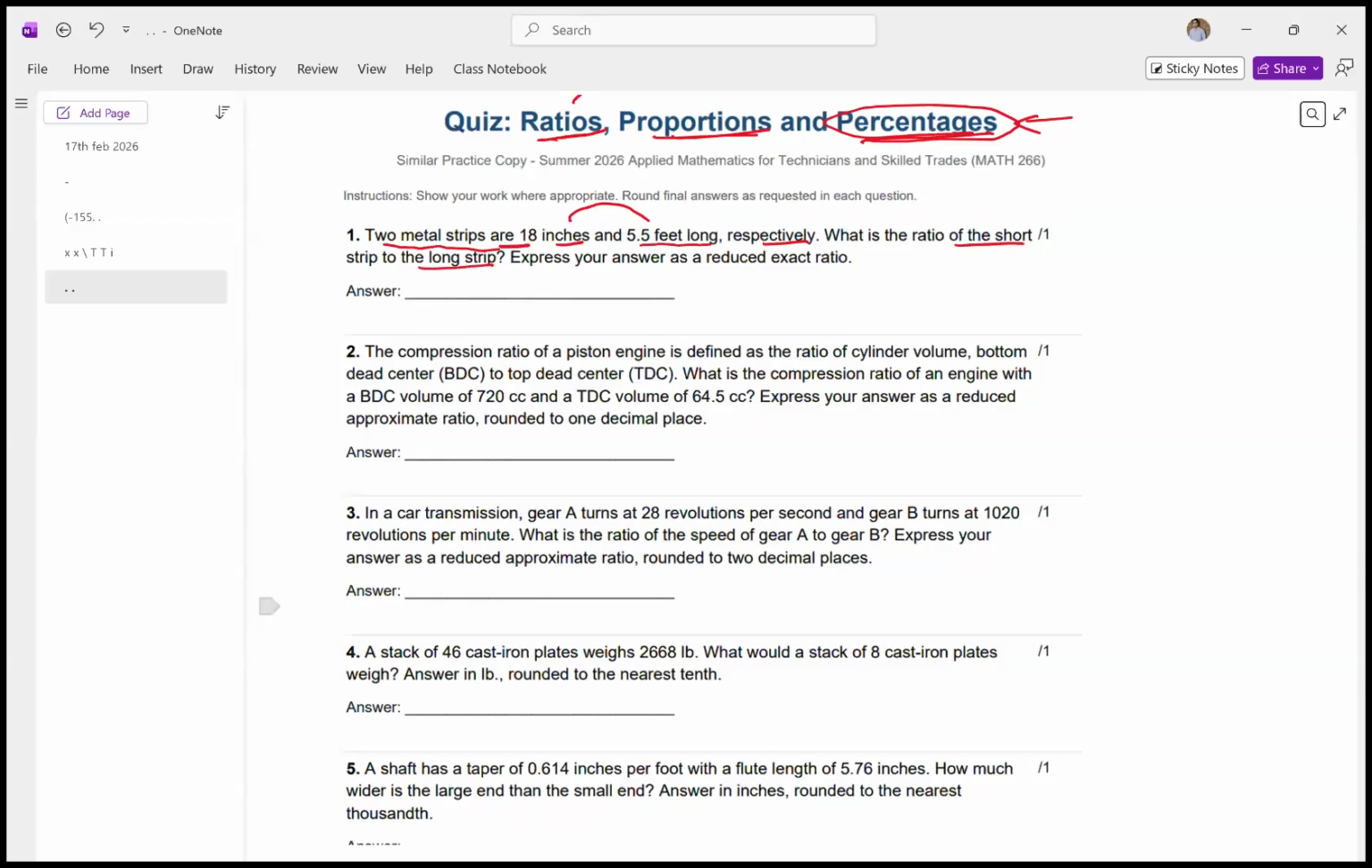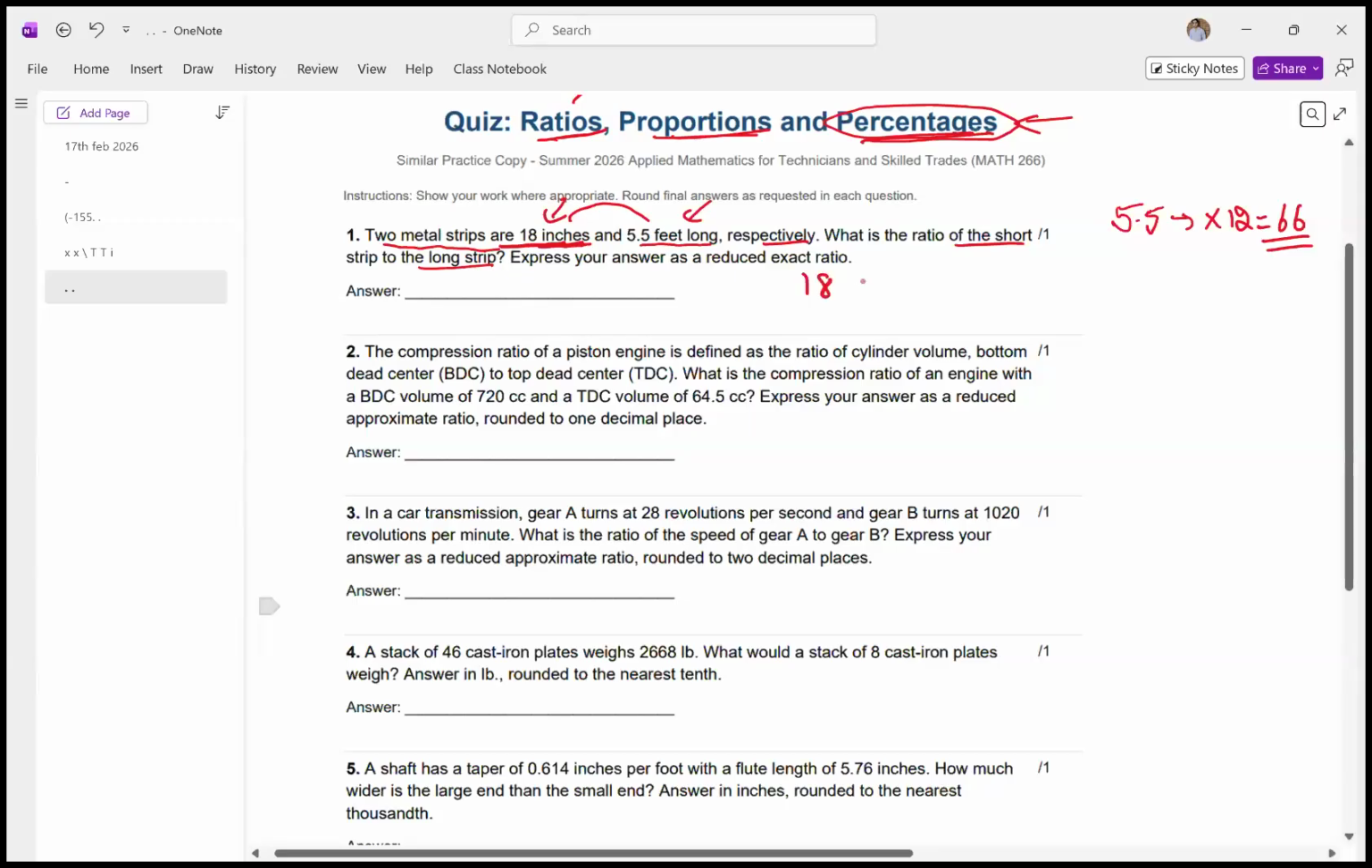So the first thing we need to keep in mind is that the unit of these dimensions should be the same. So this is in inches and this is in feet, so I must make sure that I keep the unit the same. So 5.5 feet, I must convert into inches. So 5.5 multiplied by 12 is going to give me 66 inches. Now what is the ratio? So the ratio of 18 to 66.